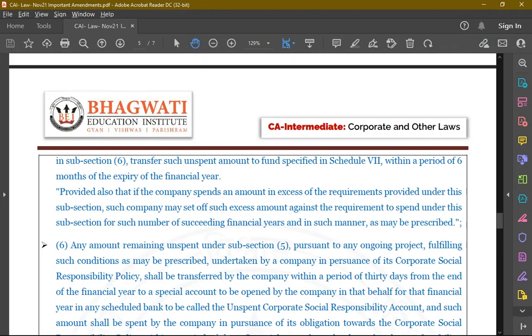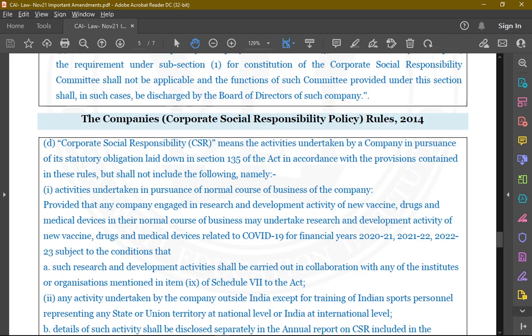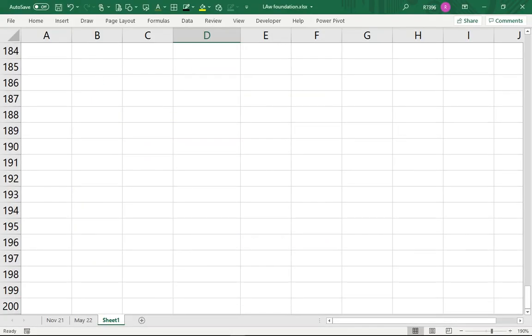Alright, now after that, a few changes in the rules: the Companies (Corporate Social Responsibility Policy) Rules, 2014. Look, a lot of amendments have taken place regarding COVID-19. Basically, when we check the activities for CSR, what were the rules? Earlier there was a provision that if you are spending this CSR for any of your business activity, then it is not CSR. Even today this provision is as it is.